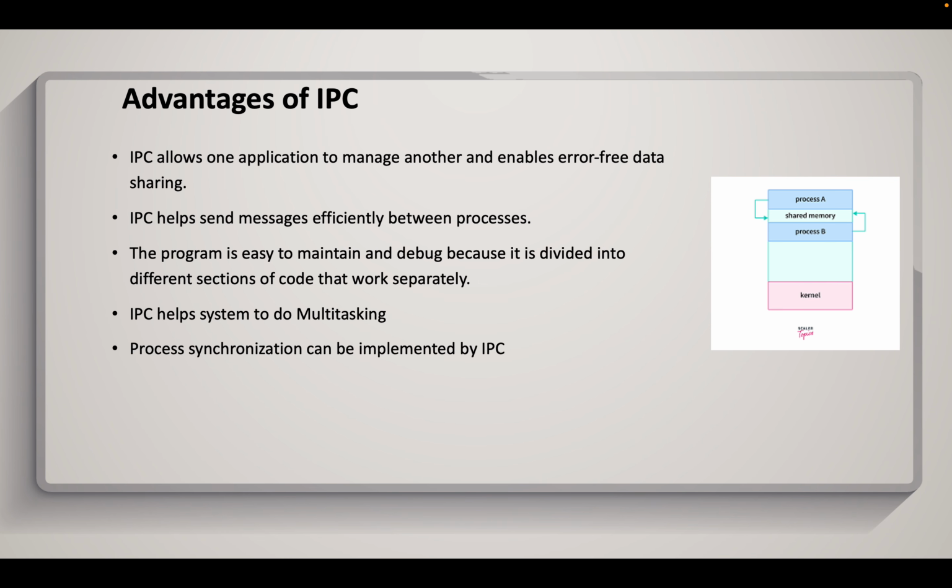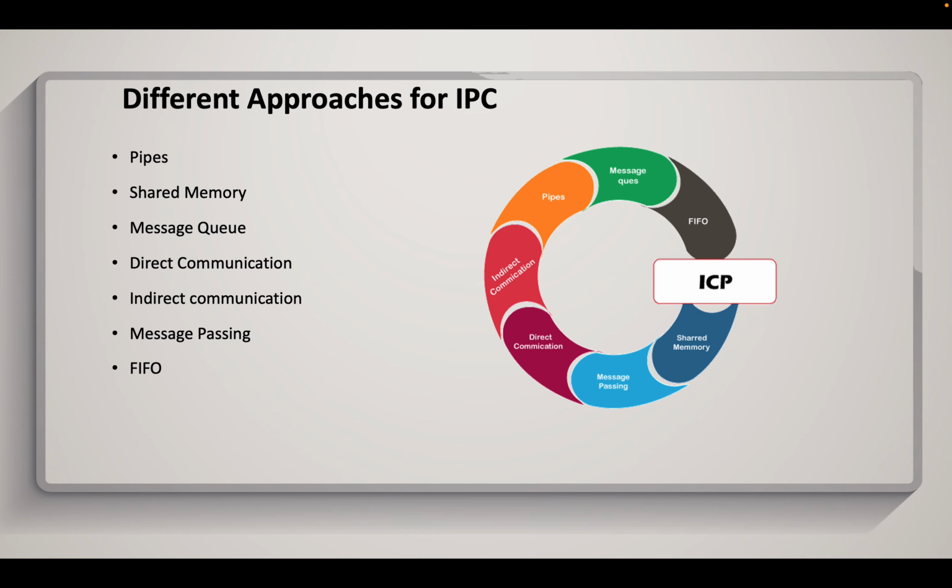So what is the advantage of IPC? It makes two processes communicate among themselves, share memory, understand each other, share some data, and so on. There are different IPC tools available in the operating system. Pipe is an IPC, shared memory, message queue, semaphore, and so on. Different approaches are available for IPC.